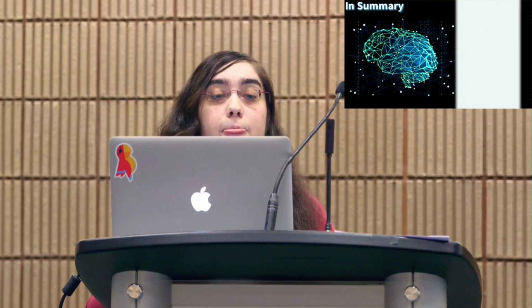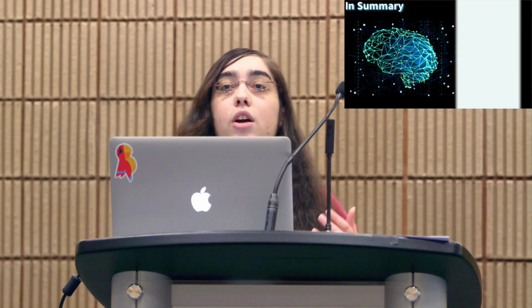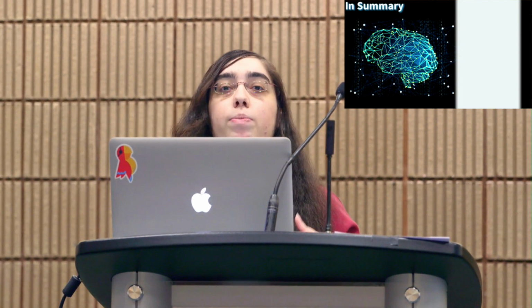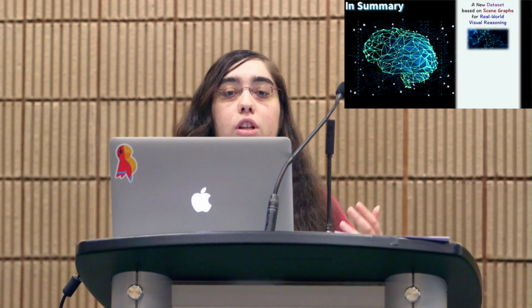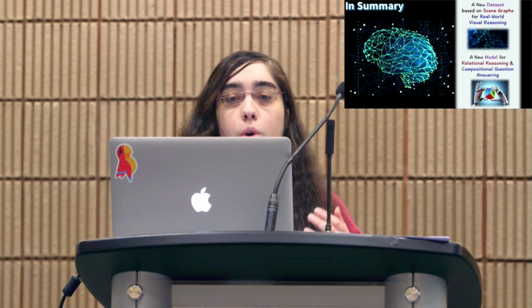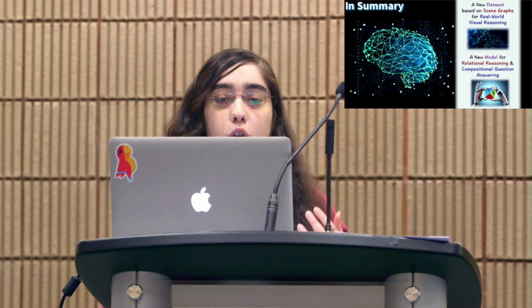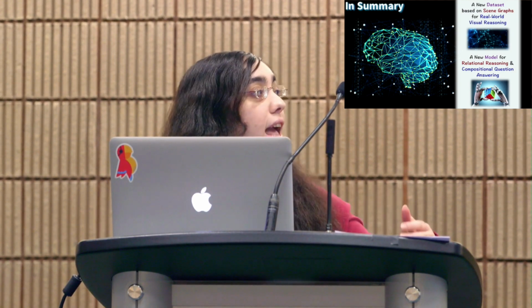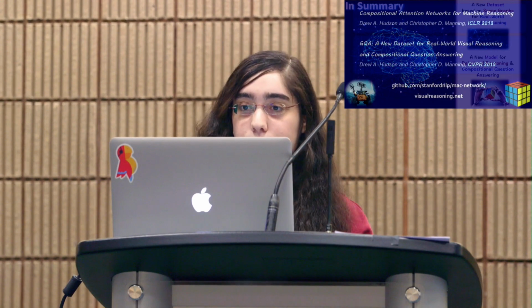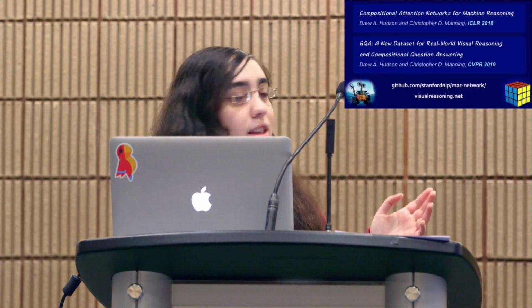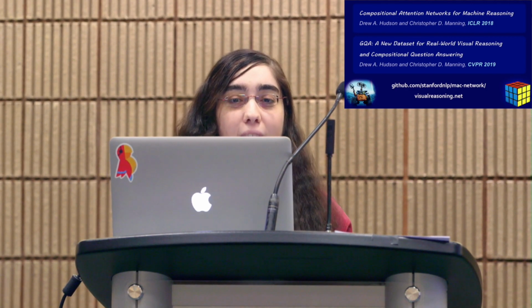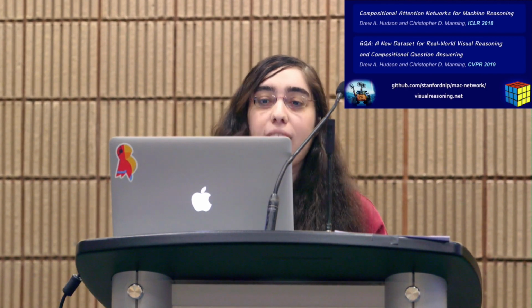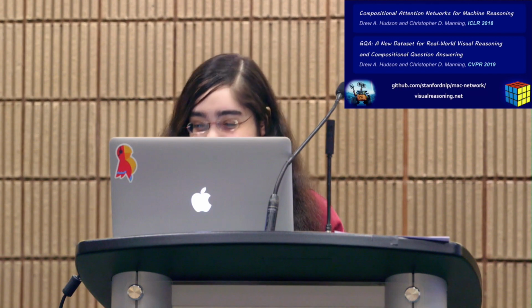So to conclude, in this talk, I showed you how scene graphs and structure can be used both to make a new dataset of real-world visual reasoning and compositional question answering, and to build a new model for relational reasoning that is able to solve such questions. The two papers that I mentioned and described in this talk are Compositional Attention Networks for Machine Reasoning from ICLR 2018 and GQA from CVPR 2019. Thank you very much, and I'm happy to answer questions.